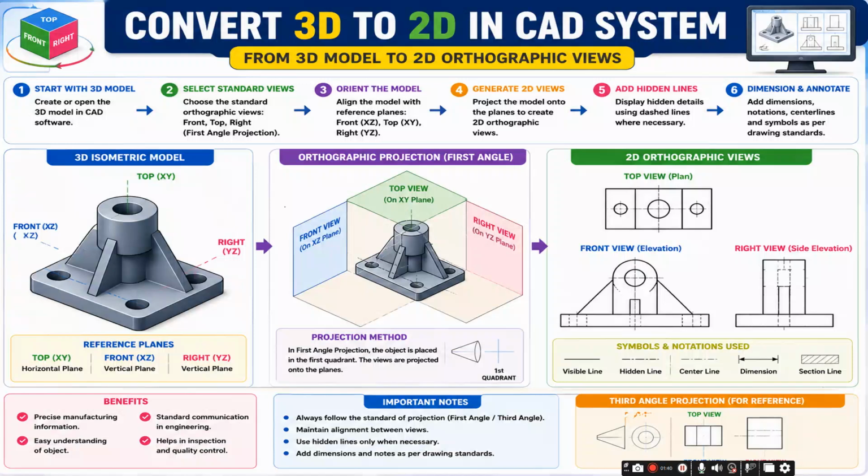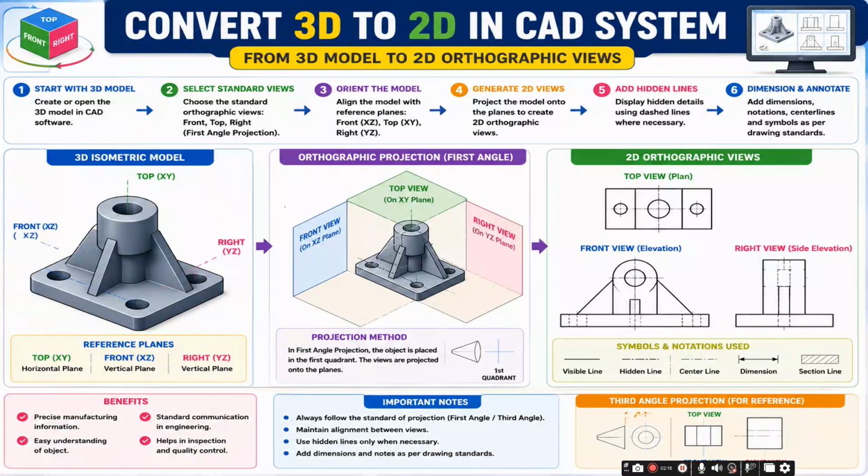Convert 3D to 2D in a CAD system. Based on the system, six steps follow: start with the 3D model, select the standard view, orient the model, generate 2D views, add hidden lines, dimension and annotate. These three diagrams clearly show the 3D isometric model, the orthographic projection lines using the first angle method, and the 2D orthographic view. For the reference planes, we use top XY, the horizontal plane, front XZ, the vertical plane, and right YZ, the vertical plane.